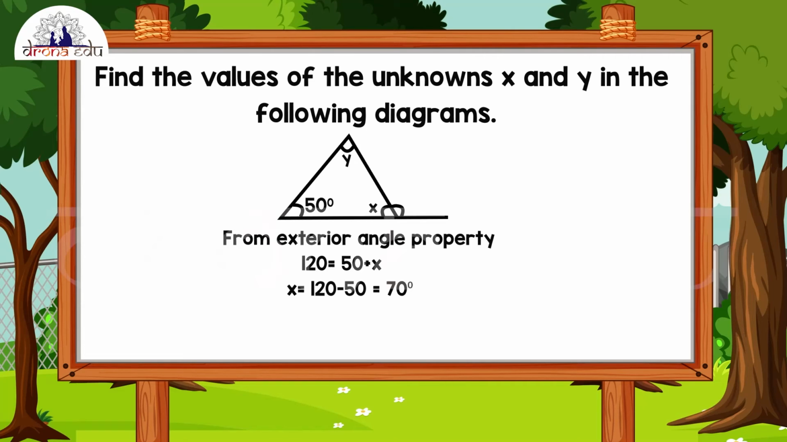Then using the angle sum property, I can write 50 plus x plus y is equal to 180 degrees, where y is equal to 180 minus 50 minus 70. So that is equal to 60 degrees. Therefore, x is 70, y is 60. So likewise, we can solve the problem and find the x value and y value.